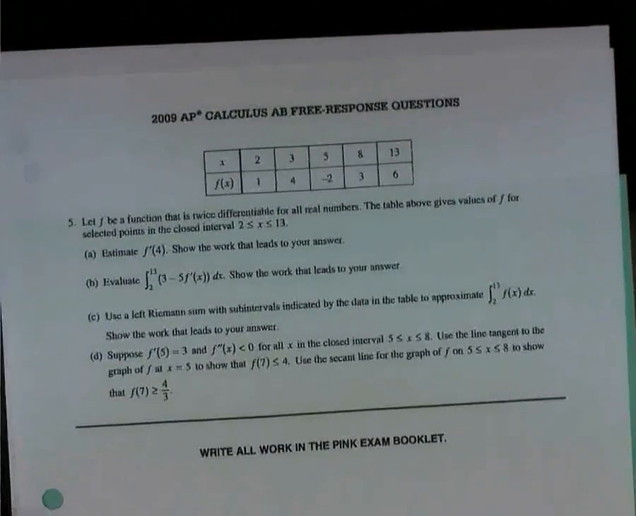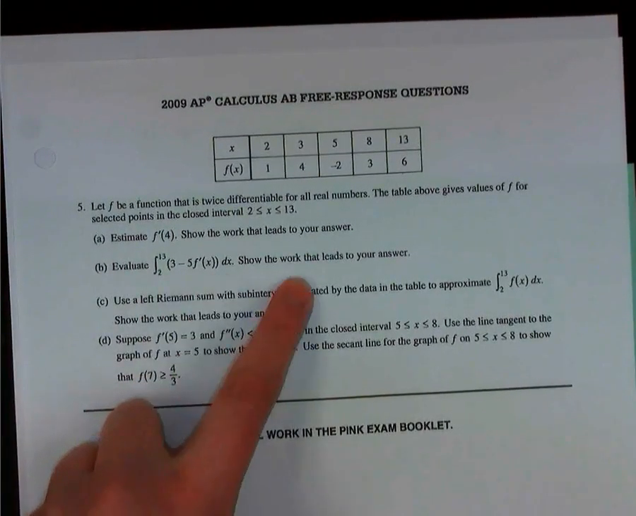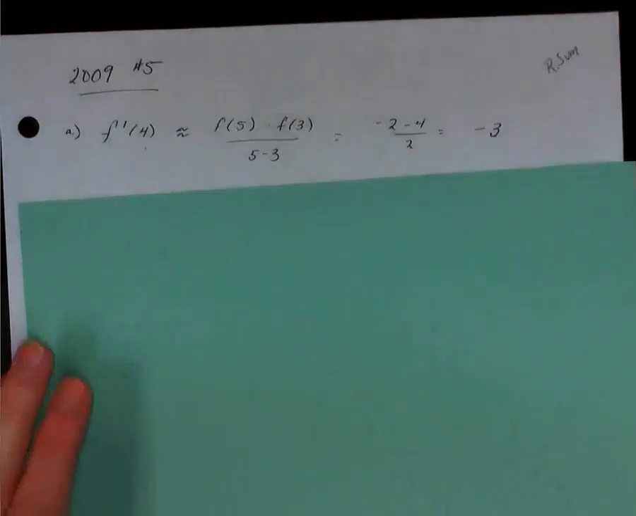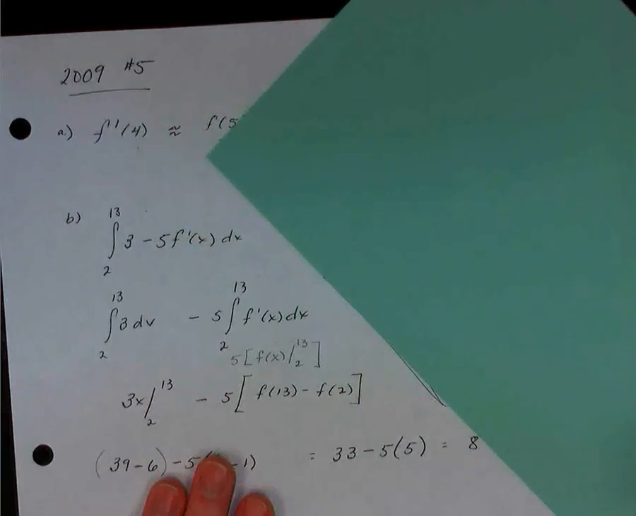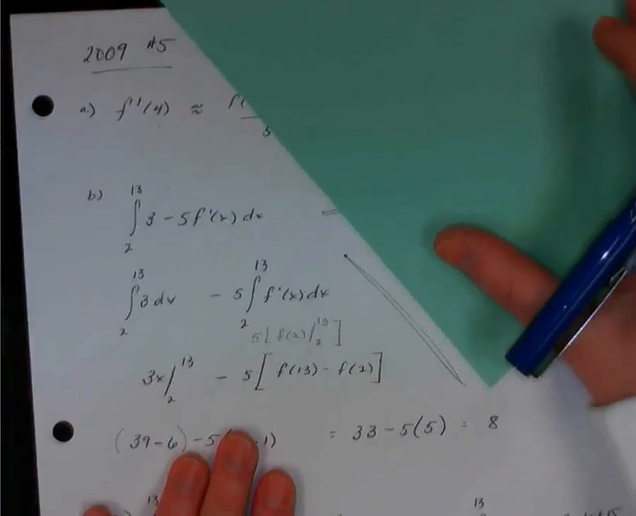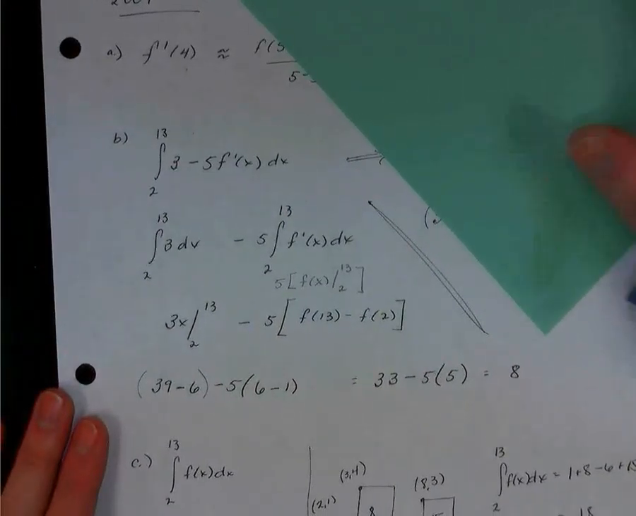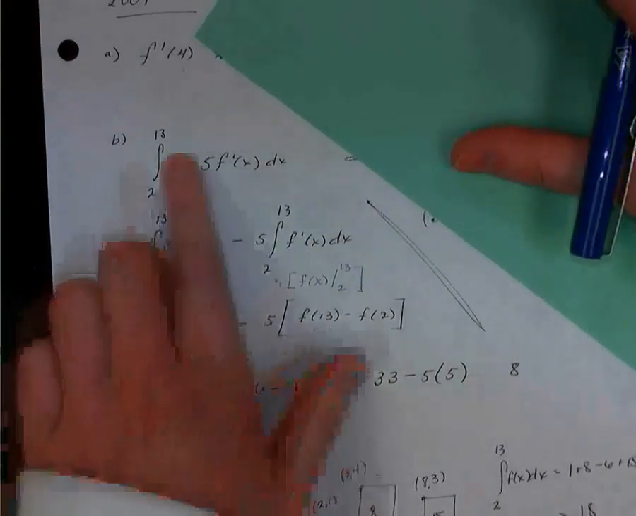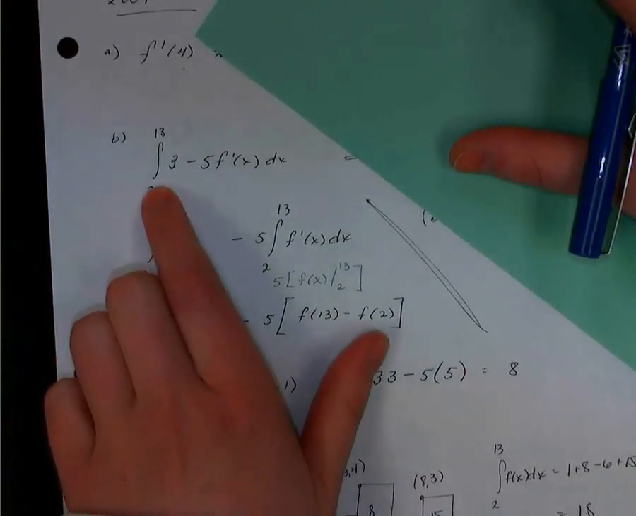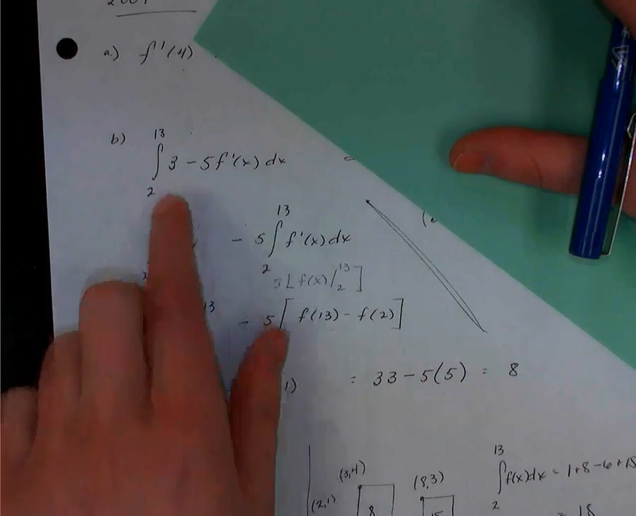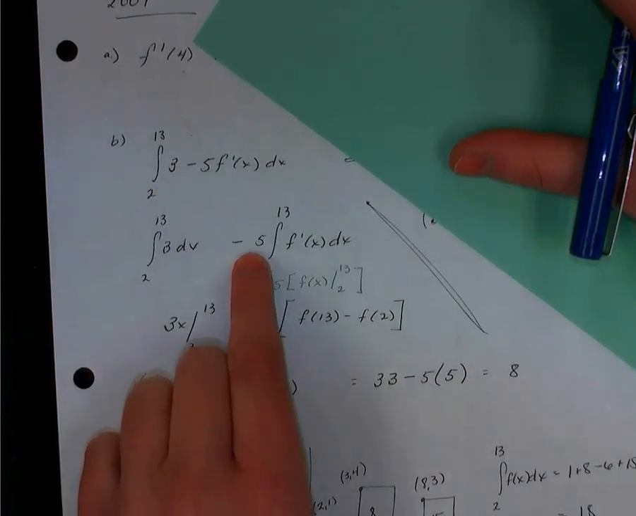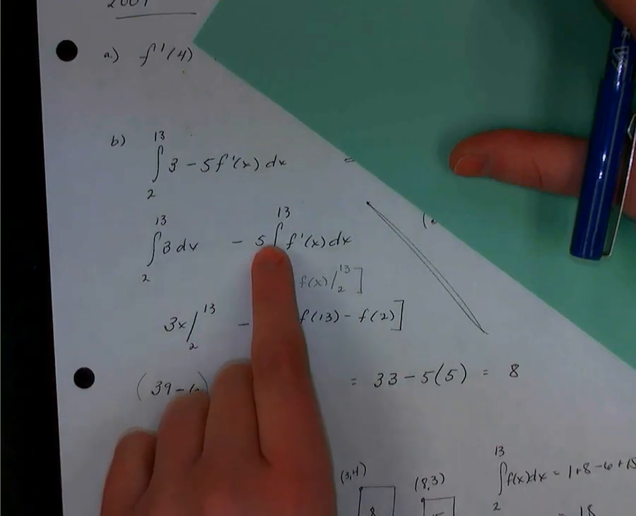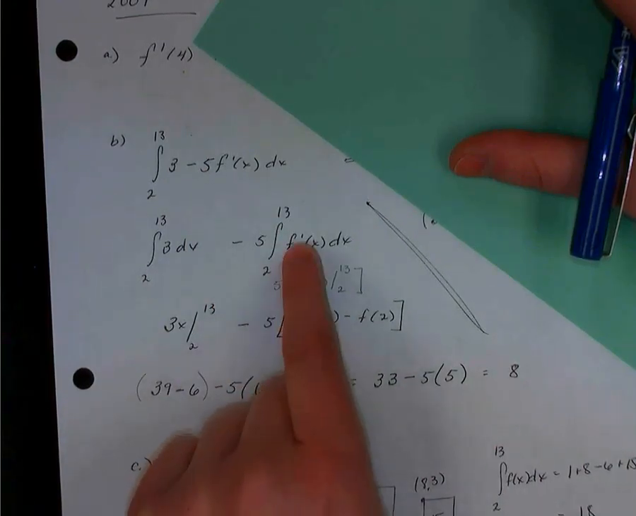Part B, evaluate this integral and show the work. Okay, so this one is just plugging in numbers, evaluating your integral. It's not horrible. I did it 2 different ways, and I think this is the easiest way. When I look at my integral, I'm going to split the integral. So I'm going to integrate 3 from 2 to 13 minus the integral, and then 5 is a constant, so I just pulled that out in front, the integral of f prime of x.